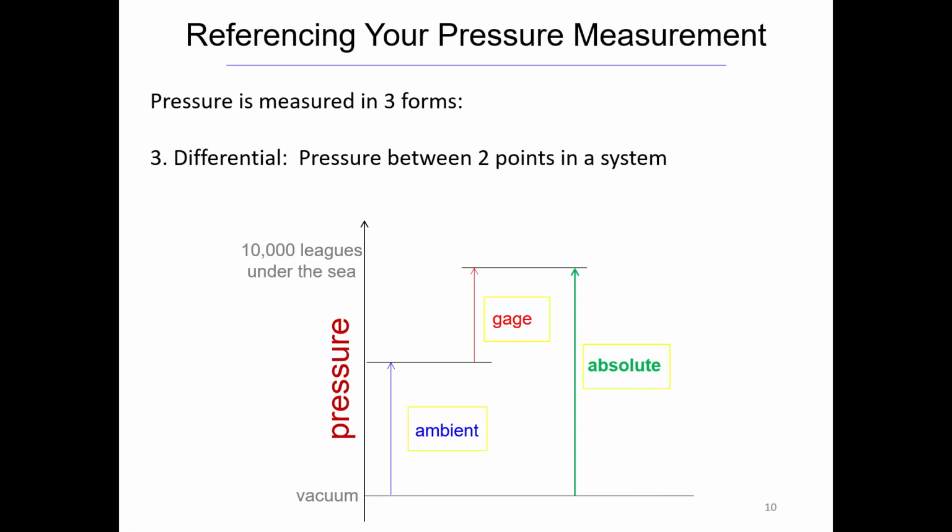The third one is differential. We don't really show that one down here in our figure. Specifically, we could use the gauge one as an example. It's a pressure between 2 points in a system. Gauge is more specific though.